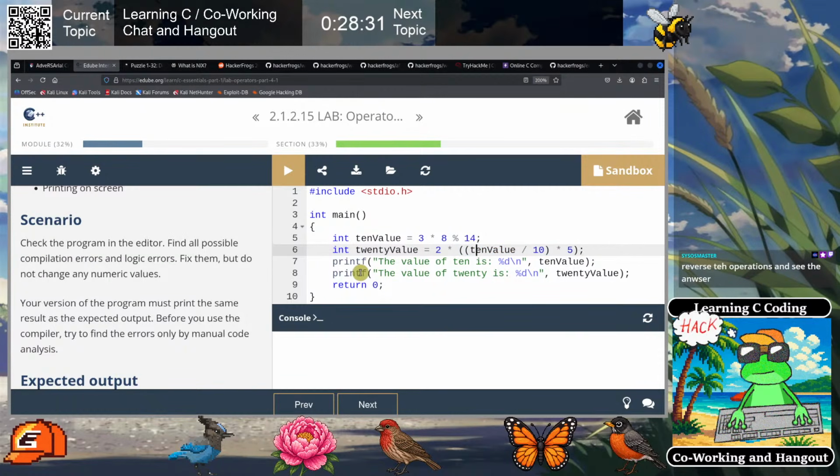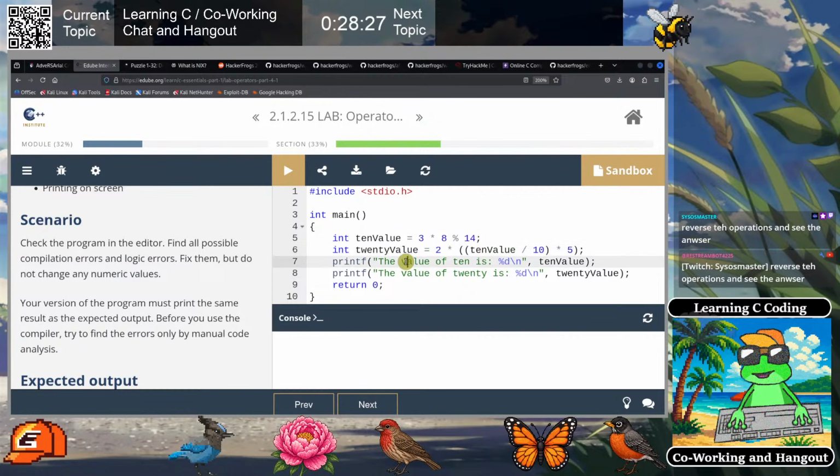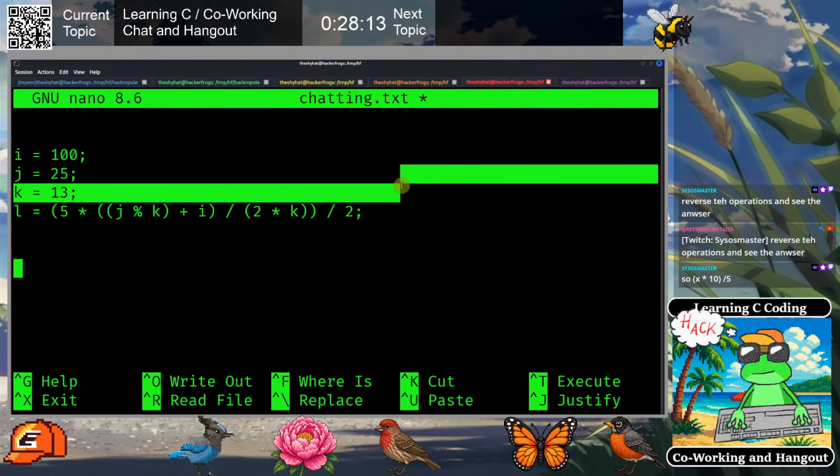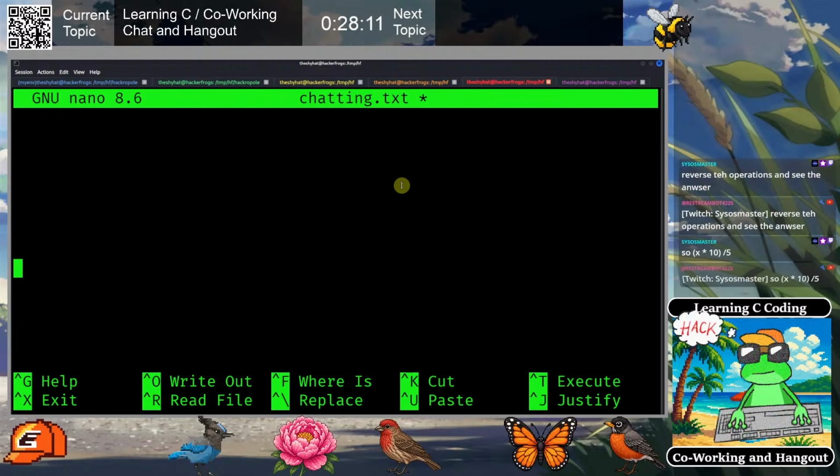Reverse the operations and see the answer. I mean, we can... Let's take a look at this. Where is my editing window? Here it is. Okay, so x times 10 divided by 5.